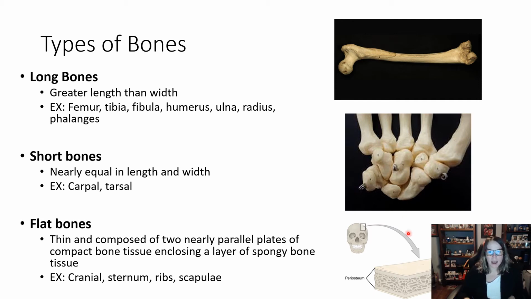Now the other one we have is a flat bone, as you can kind of see right here behind my video. Flat bones are actually made of the two types of bone tissue. We have compact and we have spongy, and spongy is in the center there, so it's like a little sandwich. These are going to include things like the cranial bones, your sternum, which is also called your breastbone, your ribs, your scapulae. These are all considered very flat bones. They're thin and they basically are just a sandwich of spongy bone.